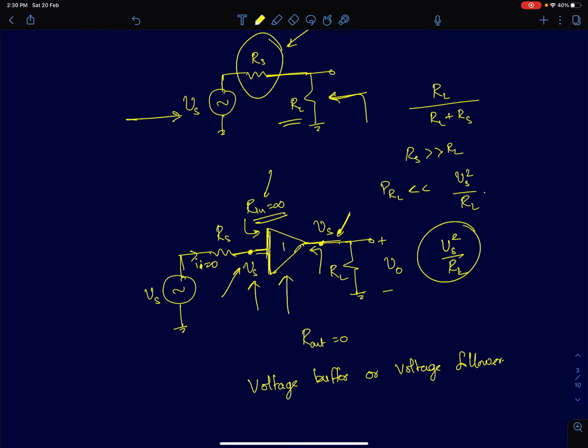Now we will analyze a common amplifier topology, which will emulate this behavior of a voltage follower with a near unity gain, high input resistance and a very low output resistance.